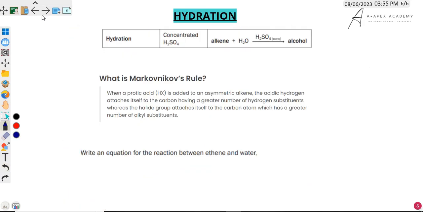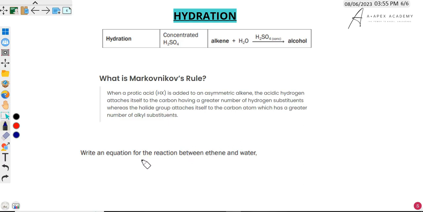Now we will look at hydration. Hydration simply means you should add water now. And again, for hydration, we'll be using sulfuric acid, H2SO4, which is concentrated, right? Yes, we are turning an alkene to a saturated compound. But what kind of saturated compound? It's an alcohol now, right? Yes, Markovnikov's rule, we've already spoken about this. The one with more hydrogen atoms gets another hydrogen atom.